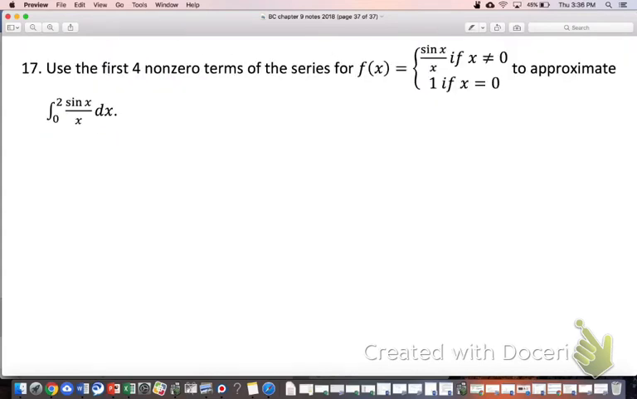Okay, so number 17, our last one, I think, says use the first 4 non-zero terms of the series for f of x equals that function right there to approximate the integral from 0 to 2 of sine of x over x. So it might be useful real quick to talk about why this function is presented as a piecewise function. If you think about this top piece, it is basically in force for negative infinity to infinity, except for just one spot, right, when x equals 0.